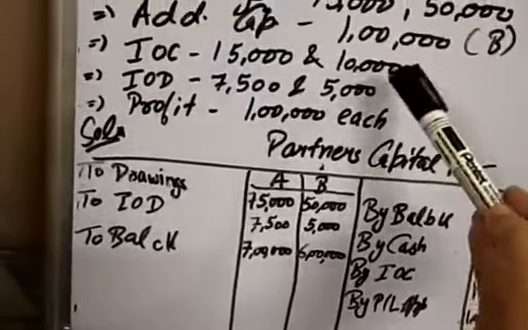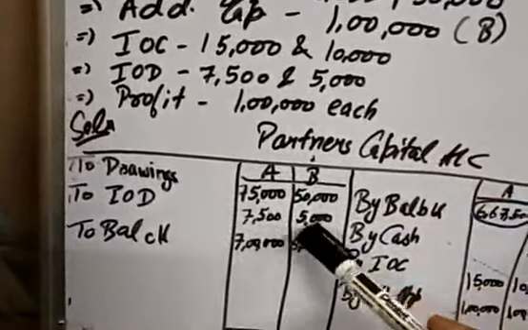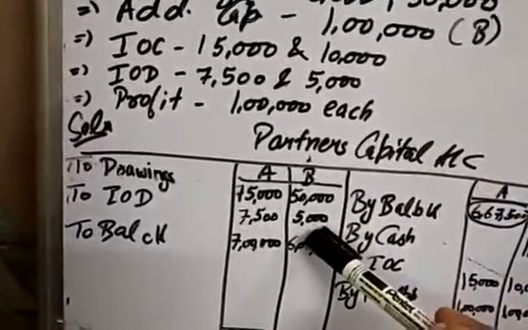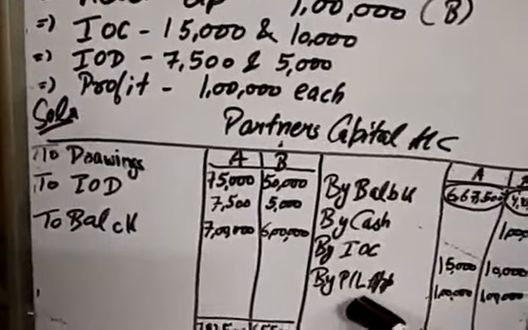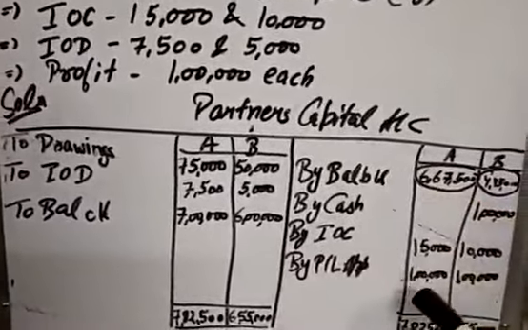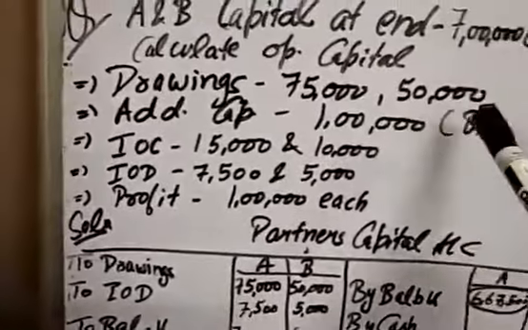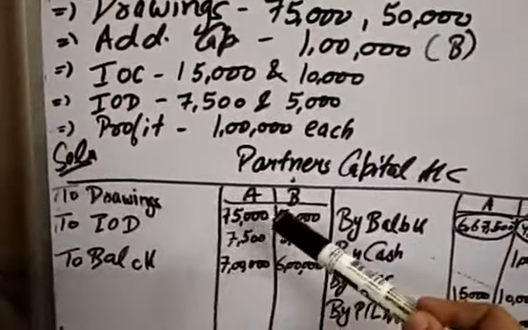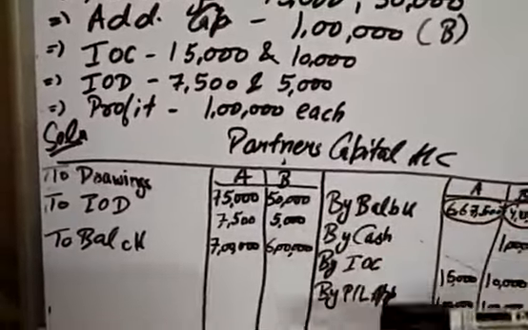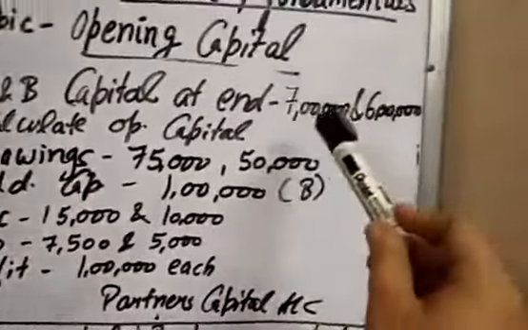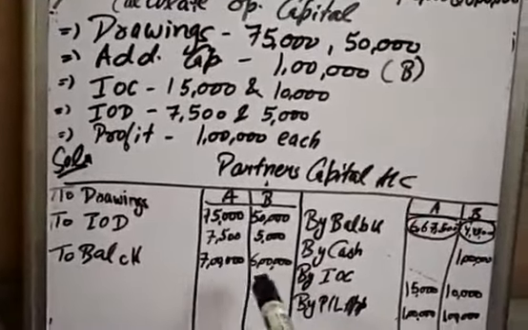Next, interest on drawings will be an expense for the partner. It will be written on the debit side of the partner's capital account. Then profit will be credited in the partner's capital account by profit and loss appropriation. It is 1 lakh each, for both the partners. Next is drawings, 75,000 and 50,000, an expense for the partners. This is a liability for the partner. You will write it down on the debit side. And your closing capital is given, 7 lakh and 6 lakh. You will write it down here as balance carried down, 7 lakh and 6 lakh.